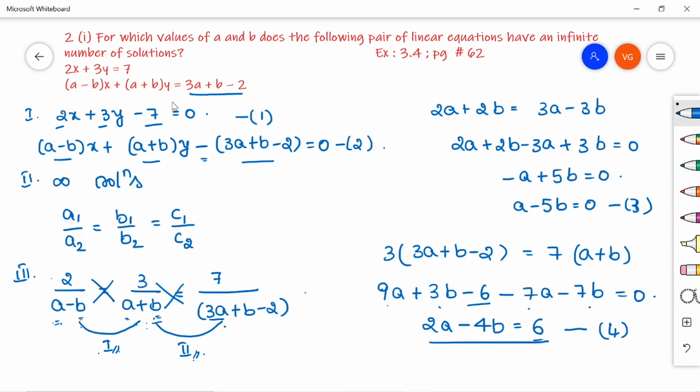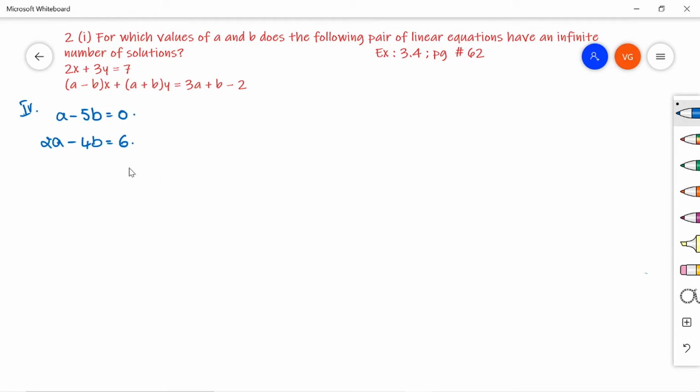Now I have two equations, that is a minus 5b is equal to 0 and 2a minus 4b is equal to 6. If you see, these two equations have two unknowns a and b. Let us solve these two equations to get the values of a and b. So the two equations in a and b we got are a minus 5b is equal to 0 and 2a minus 4b is equal to 6.